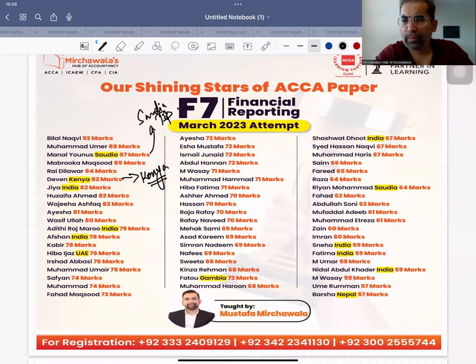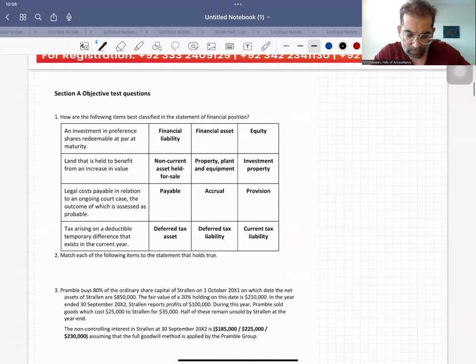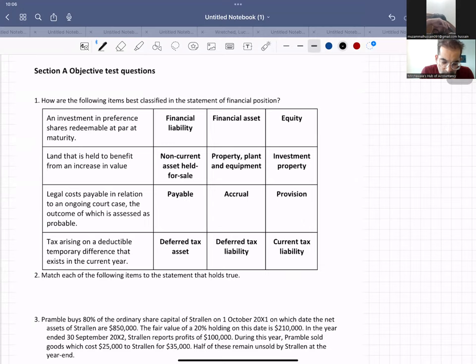Now, let's move on. Let's start. How are the following items best classified in the statement of financial position?